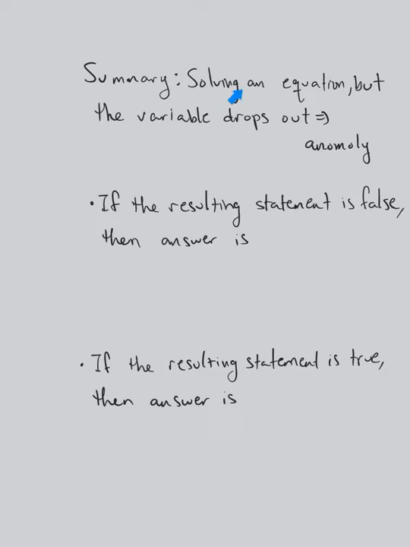What we're doing is solving an equation, but in some cases the variable drops out, and that's what I refer to as an anomaly. So you're going through, solving normally, and then all of a sudden your variables are gone. What you do then is look at what's left in that equation. If the resulting statement is false, remember we got 1 equals -1 at one point, then the answer is no solution. There's no value of the variable that will check.